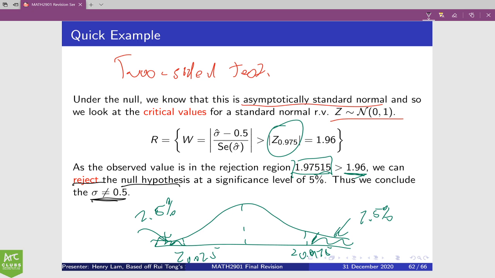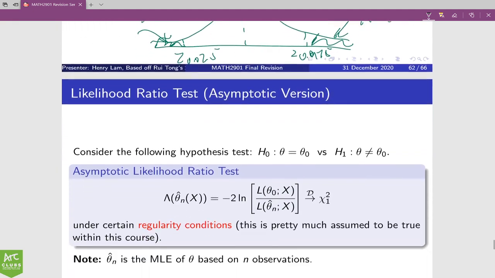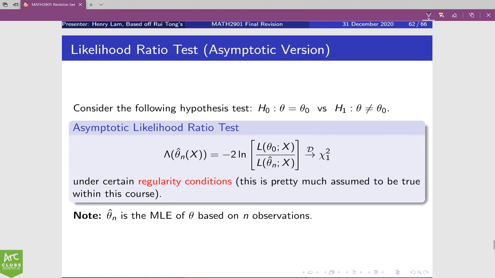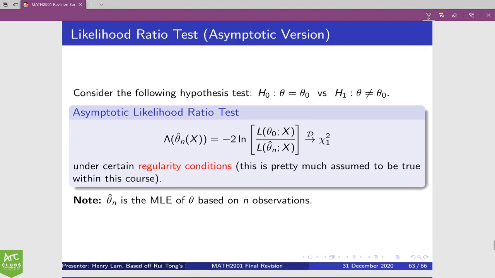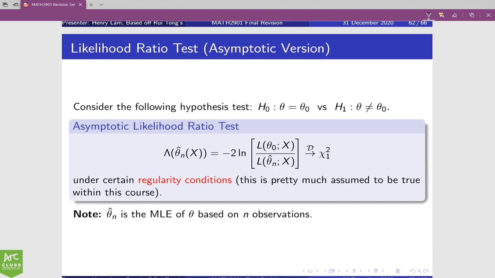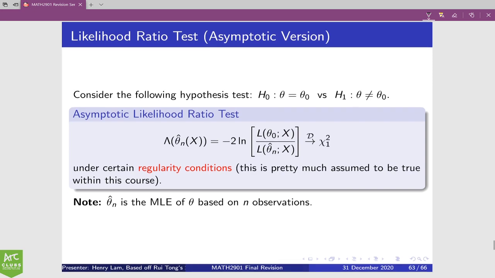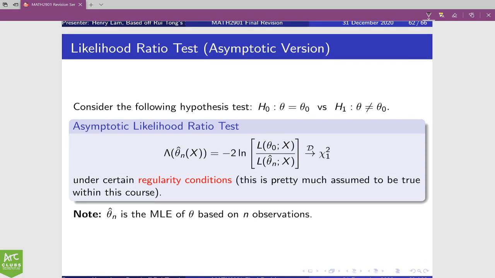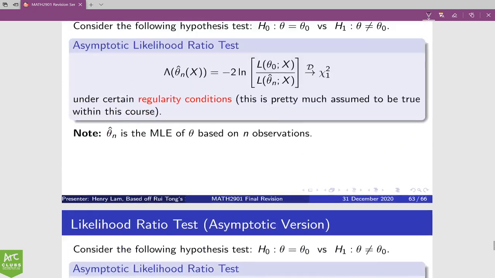You can see how it's a proof by contradiction. You assume something and you see how likely it is based on that assumption. And we have the likelihood ratio test. I'm not going to go over this because it doesn't seem to be as important, but you can go through it in your own time.